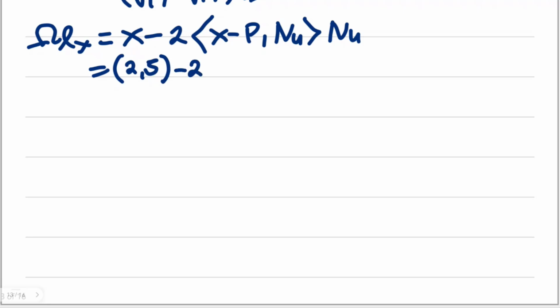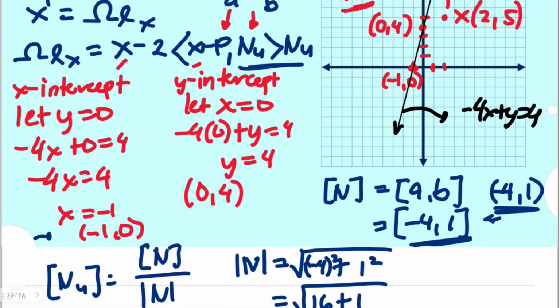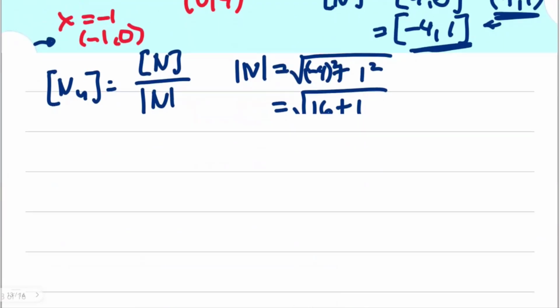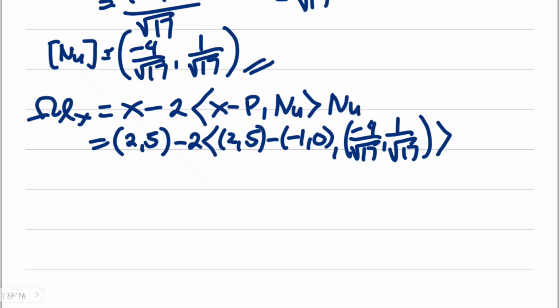Minus 2 times the inner product, with (2, 5) for our x, and our p, again, it's up to you. Let me use this one here because it has a smaller value and it's easier for me to implement later on. So our x-intercept, you could even use the y-intercept, but I'll be using this. And then your unit normal vector, which is (negative 4 over square root of 17, 1 over square root of 17), the inner product of that, times (negative 4 over square root of 17, 1 over square root of 17), the unit normal vector still.